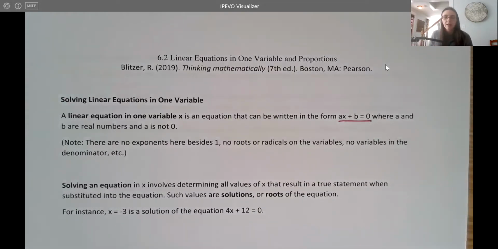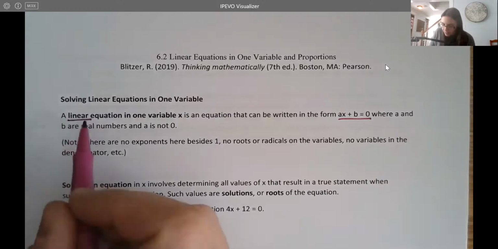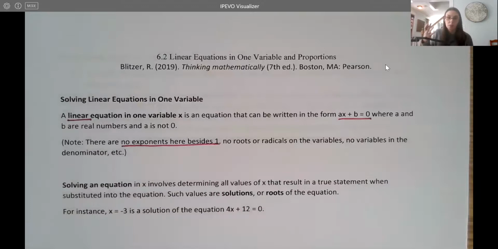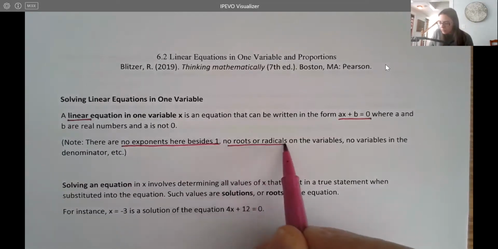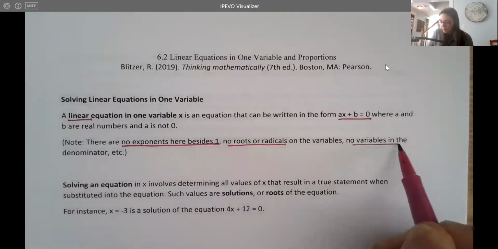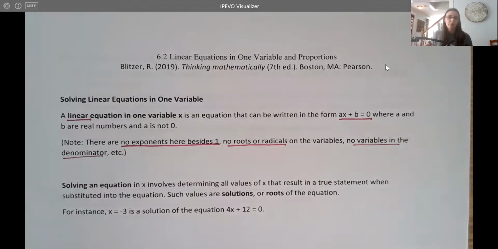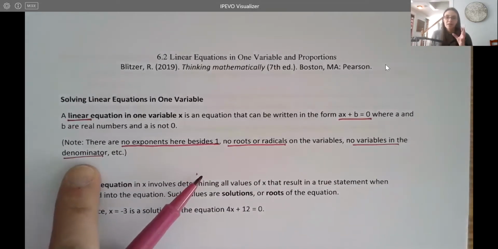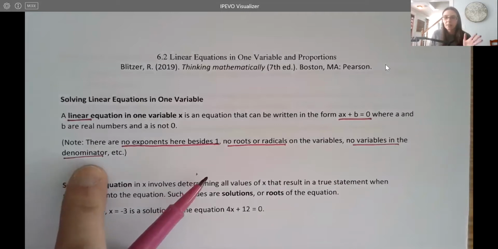Now, the thing that I really want you to take away here when you hear linear is notice that there are no exponents besides 1. So technically there's always 1 there, but there's no squares, no cubes, nothing like that. There are no roots or radicals on the variables. There are no variables in the denominator, etc. Now, you can have fractions. Regular fractions are fine, but I mean that there's nothing weird going on with the variables. It's as simple as you can get.